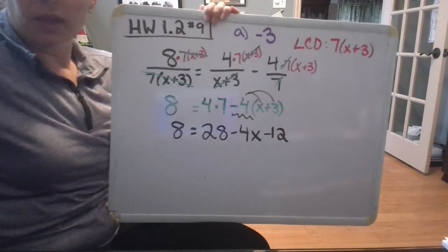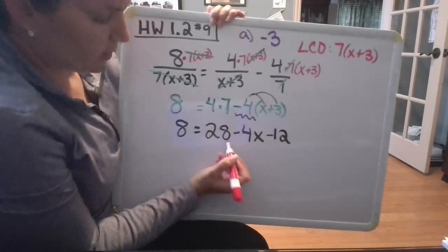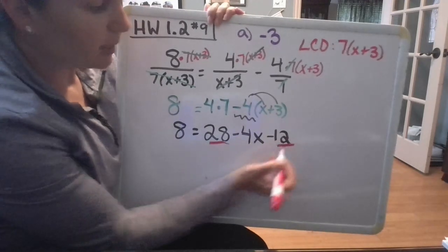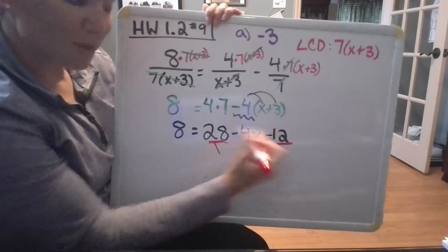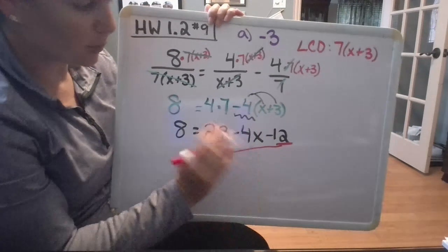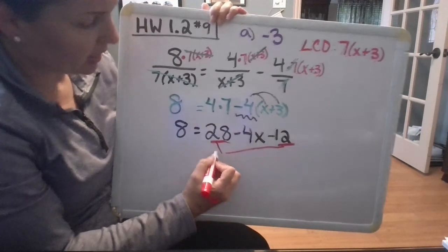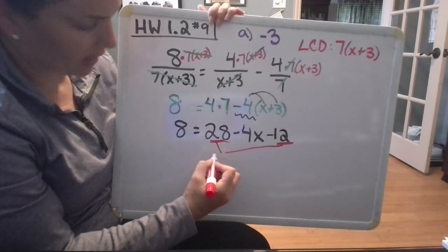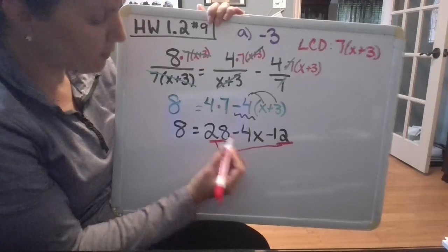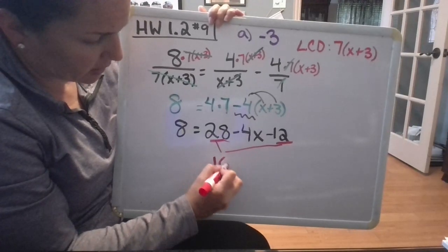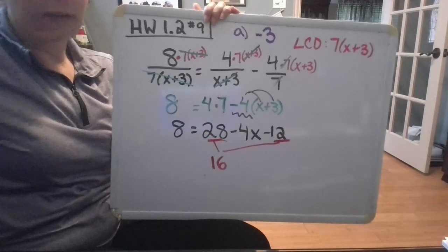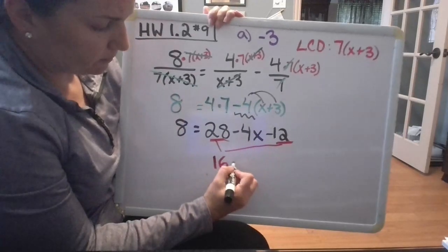Okay. Next up, we're going to take this 28 and the 12 and combine them. You could move over the 28 and then you can move over the 12. It doesn't matter your steps as long as we get to that same result at the end. So 28 minus 12 does get us down to 16. Everything else will stay the same.